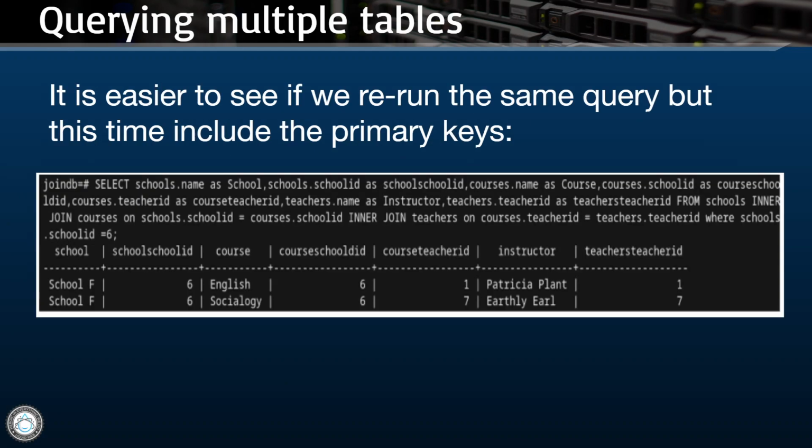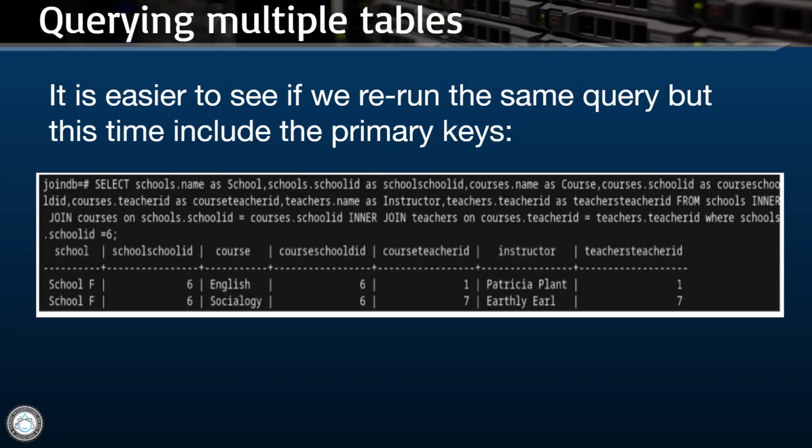Let's do the same query again, but this time let's put all the primary keys in our results as well. I think that makes it easier to understand, to see the big picture. So that we know in our query, we're only interested in the school where the school ID is number 6. So that's how we found School F. Here's our school ID in this column, and it's number 6, so now we know that it is School F.